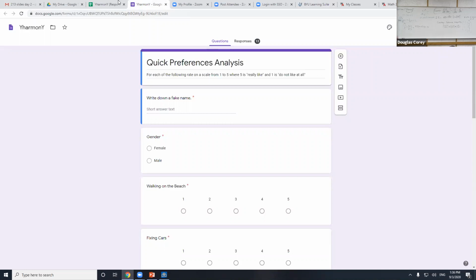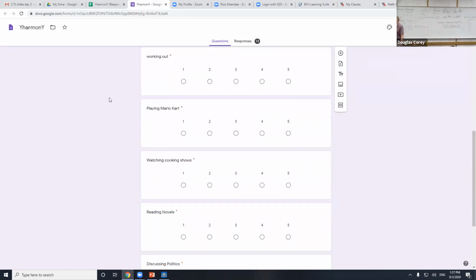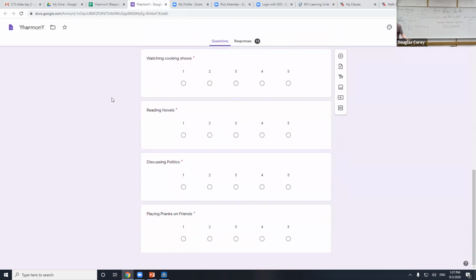So I had 4 males and 4 females, and they took a quick preference analysis. I have 9 questions on how much they like to do different things. Walking on the beach, fixing cars, reading a novel, playing Mario Kart. I can't remember what other stuff I have on there. So, watching cooking shows, okay? If I'm running a match dating app, what am I going to do with this data? Who am I going to match up with?